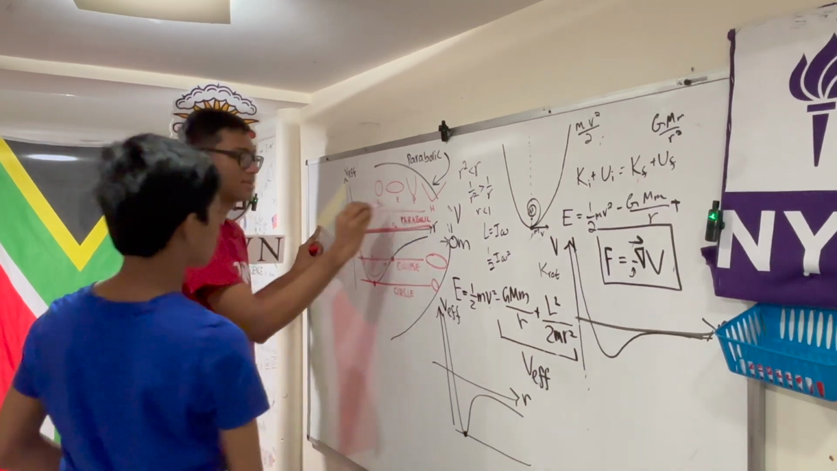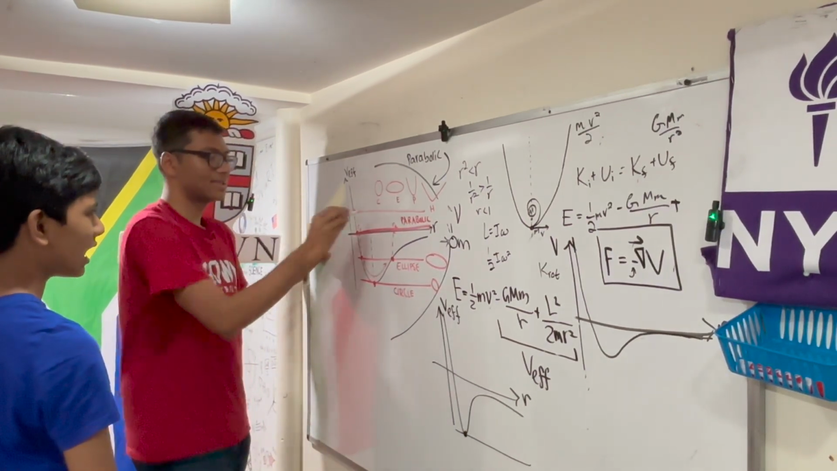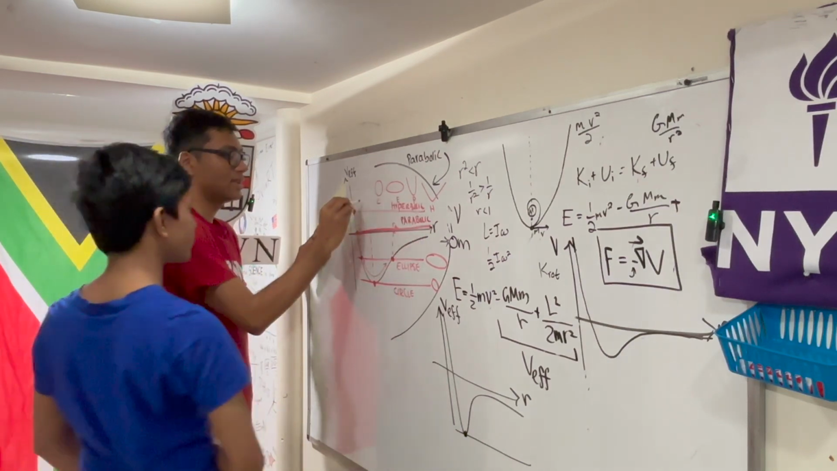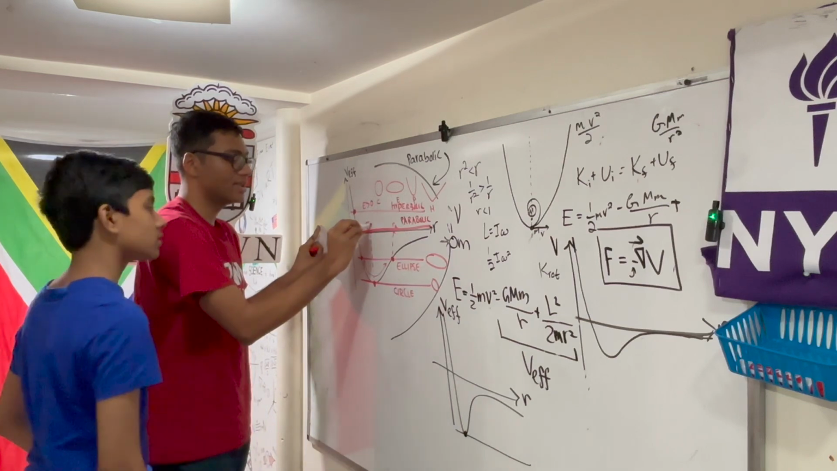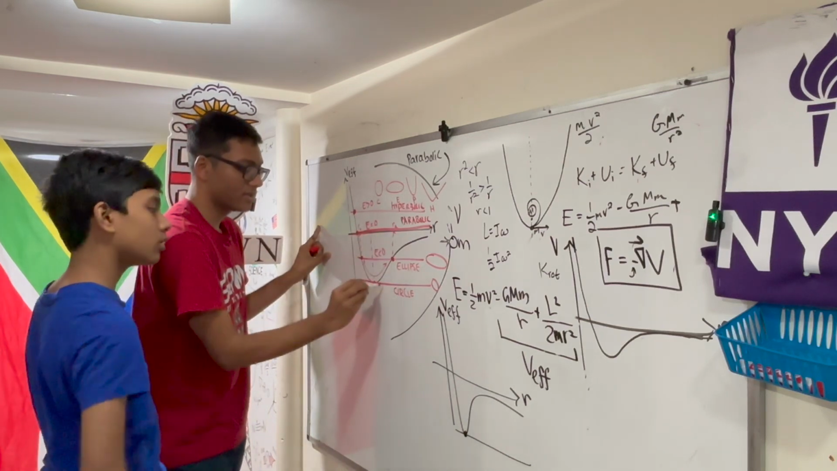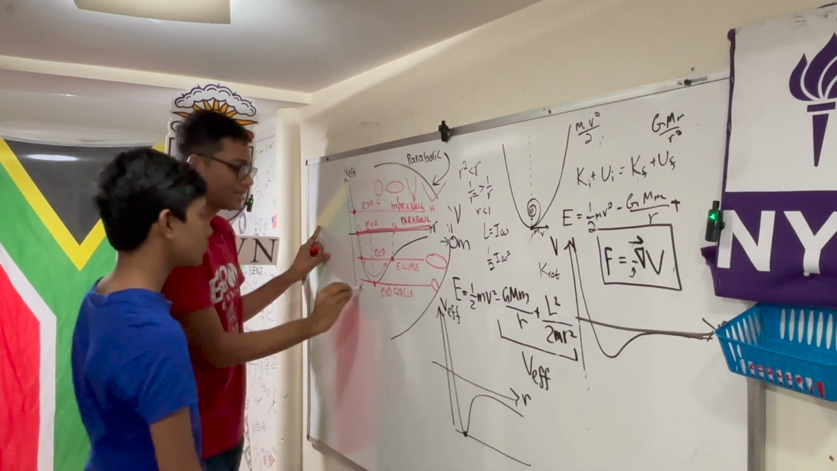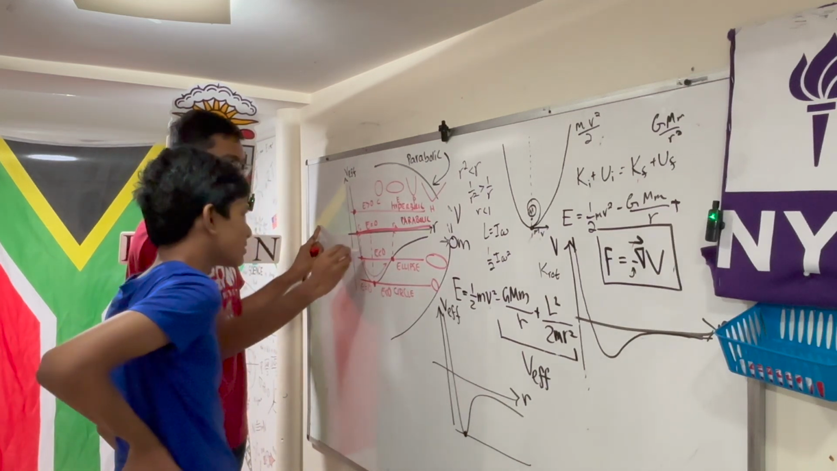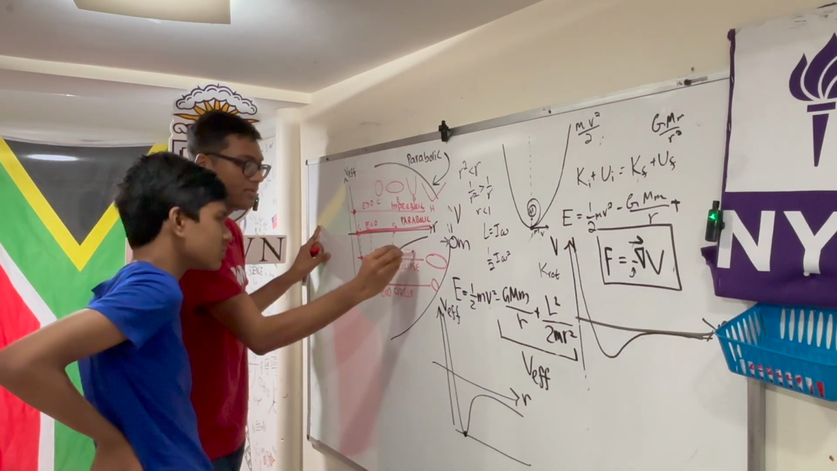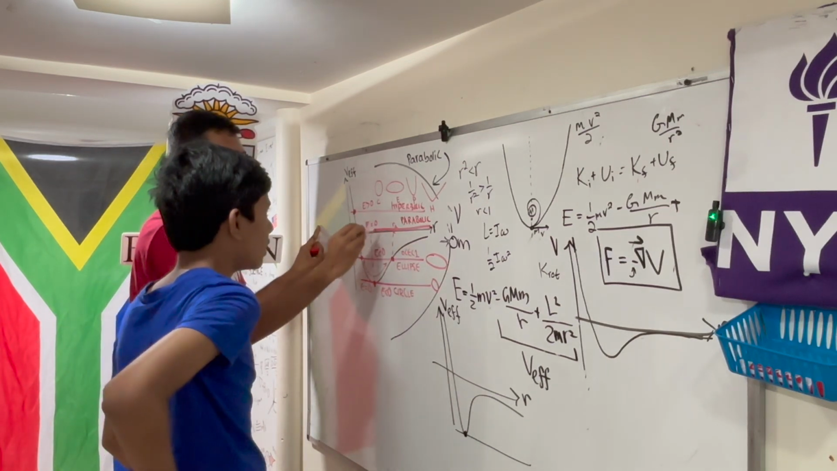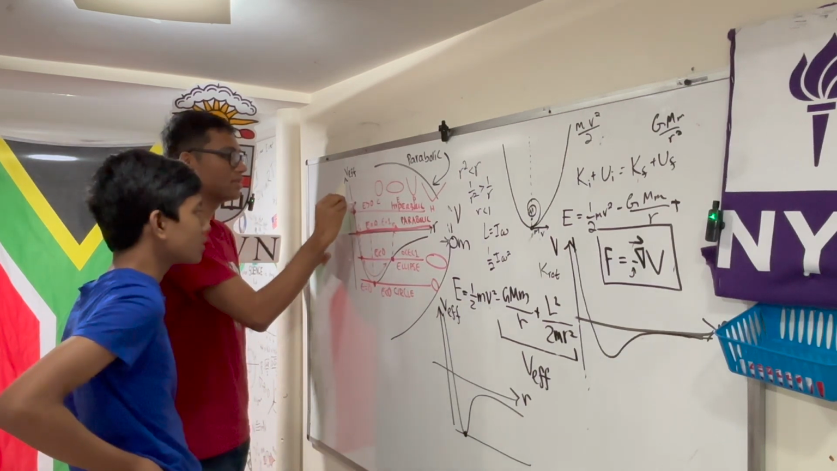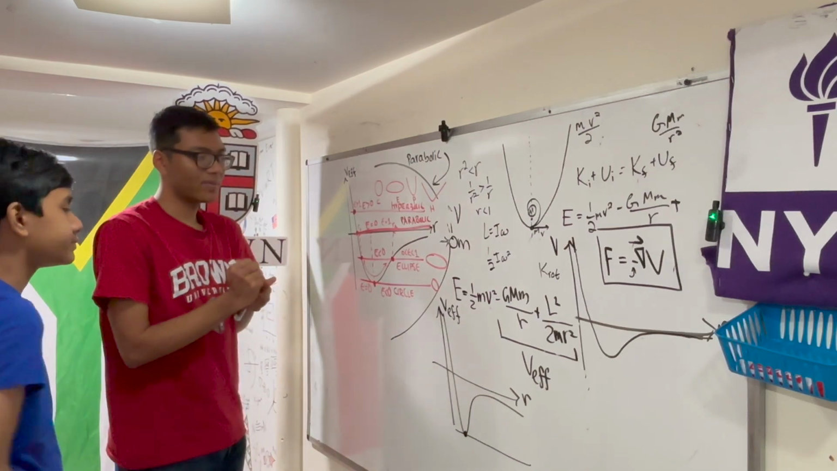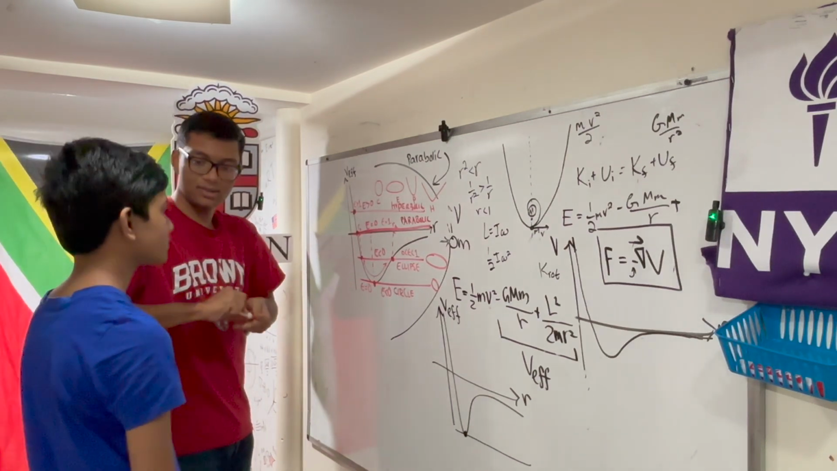And then what is this? This is a hyperbolic orbit. How would you determine the difference? Energy is less than 0, energy is equal to 0, energy is greater than 0. Eccentricity equals what for a circle? 0. For an ellipse? Somewhere between 0 and 1. For a parabola? 1. And for a hyperbola? Greater than 1.